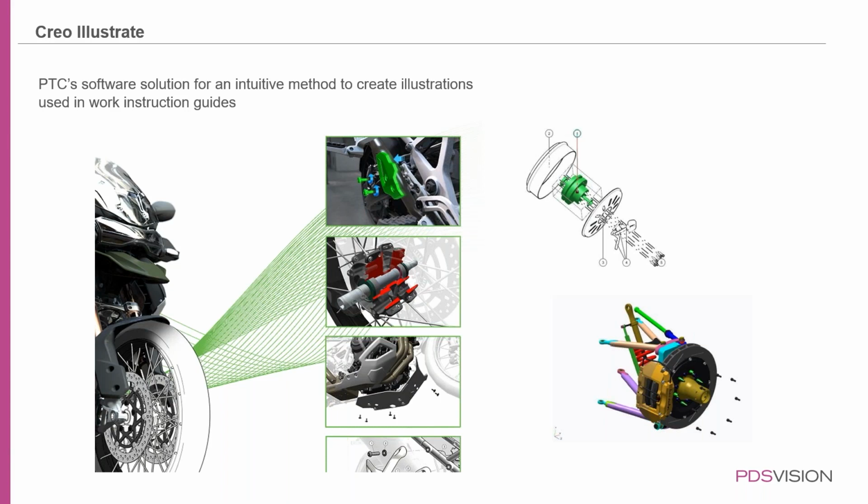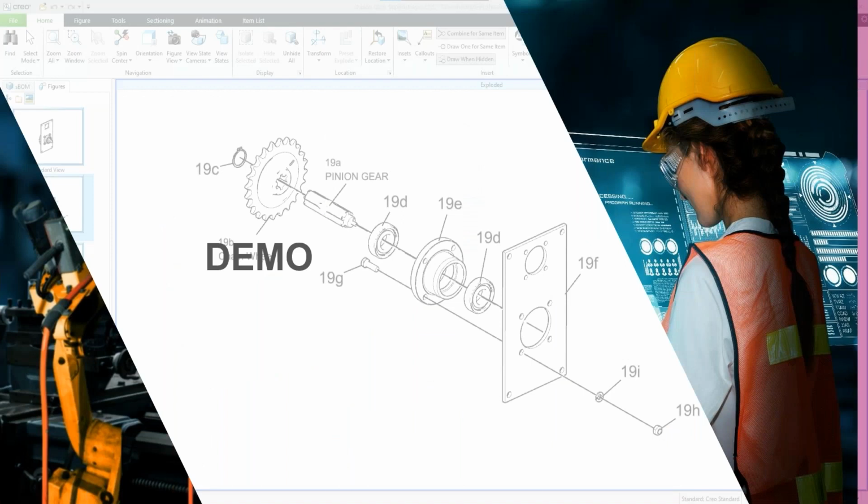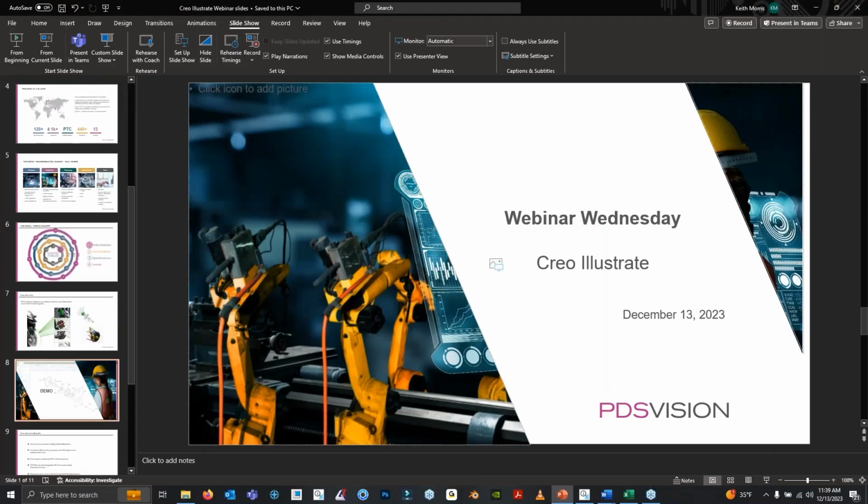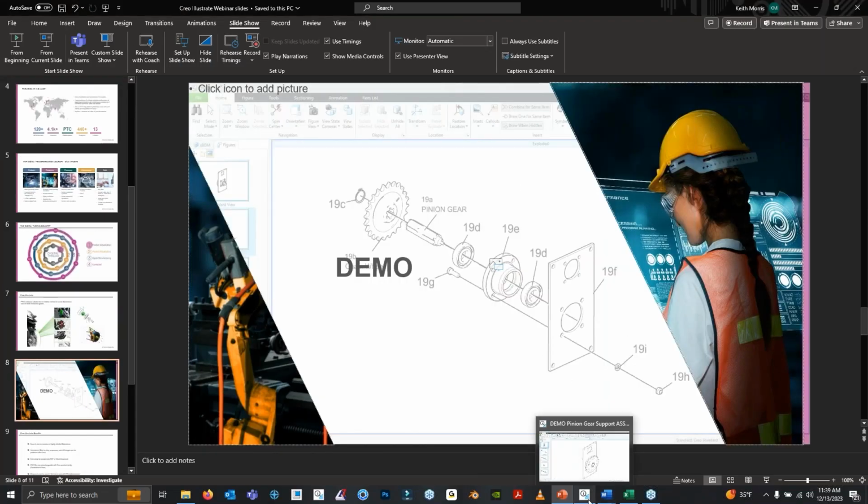You can even create animations and animated step sequence videos for people who also want to see something in motion on how something might be assembled or disassembled. With that, I'm going to go into Creo Illustrate now and show you a lot of these features that will get you these high quality illustrations. All right.